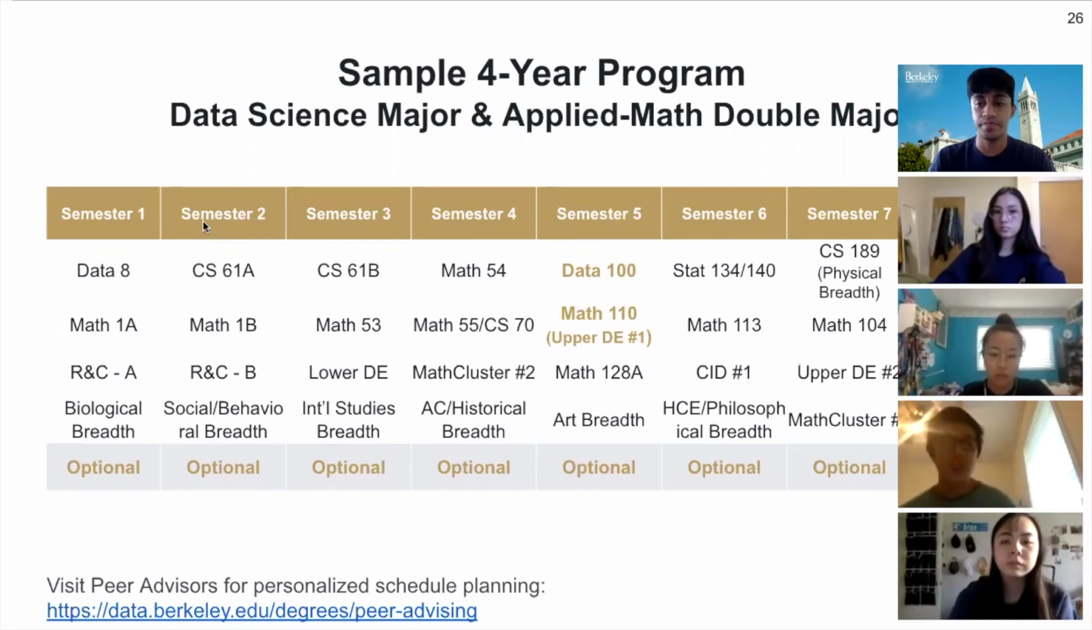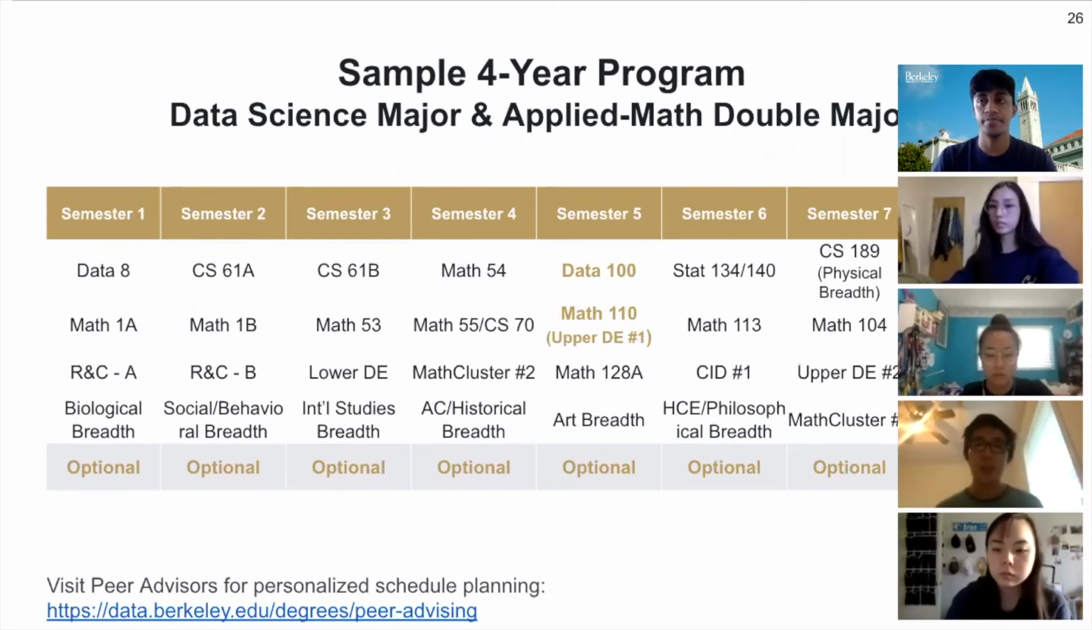All right, so just looking at a sample 4-year plan for the data science and applied math double major, you can see that this is just a sample plan. Of course, if you've satisfied some of the requirements like the R&C, you don't have to take those. But the sample plan is just to knock out your lower division CS and math classes within the first 2 years. And then the second 2 years, you would do your different upper division requirements, as well as your CIDs and upper division electives.